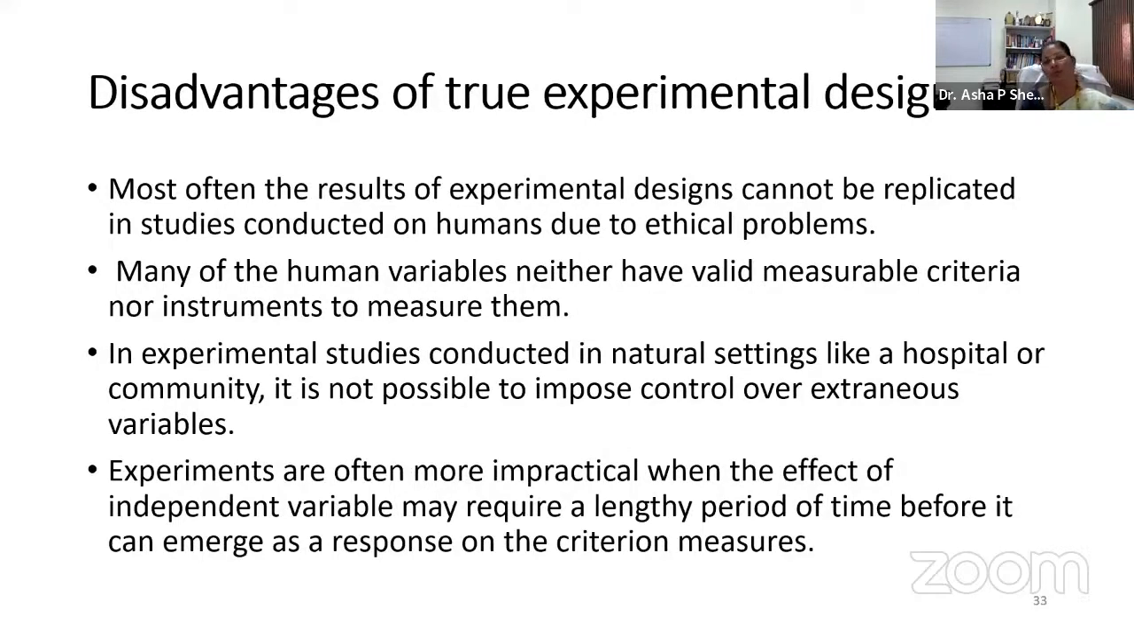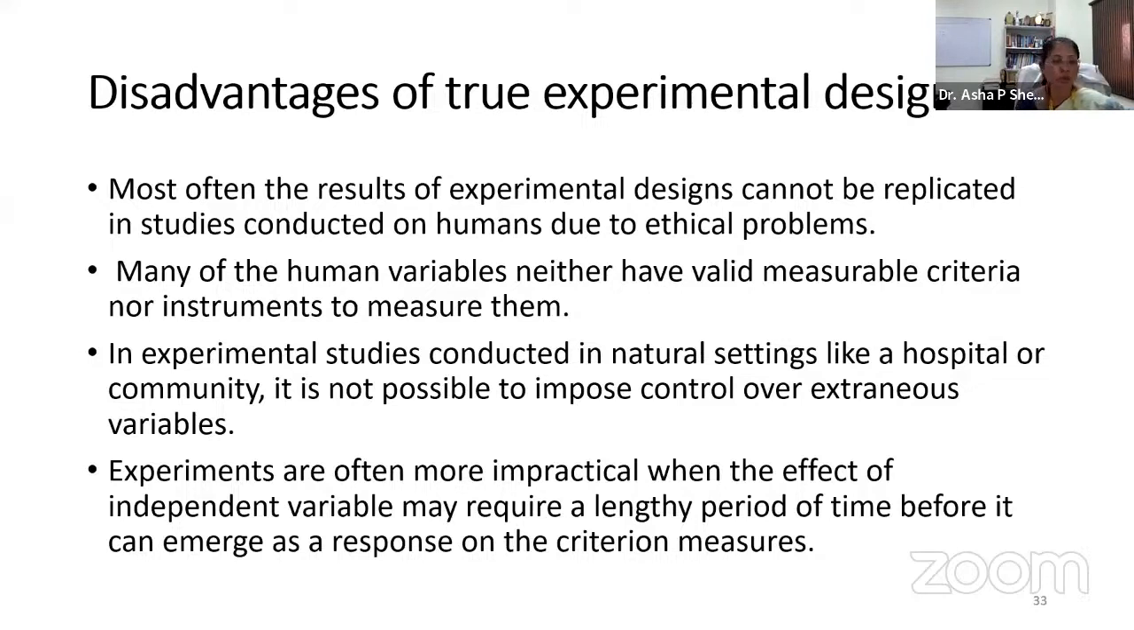Most often the results of the experimental design cannot be replicated in studies conducted on humans due to ethical problems, and human behavior itself is complex, so there may not be the same reaction. Many of the human variables have neither valid measurable criteria nor the instruments to measure them. Also, in experimental studies conducted in natural settings like a hospital or community, it is not possible to impose control over the extraneous variables. We cannot have control on everything, especially in nursing studies.